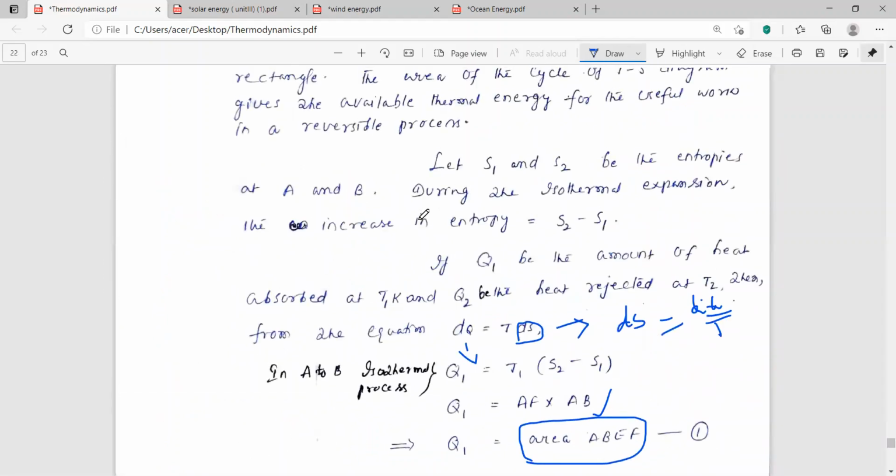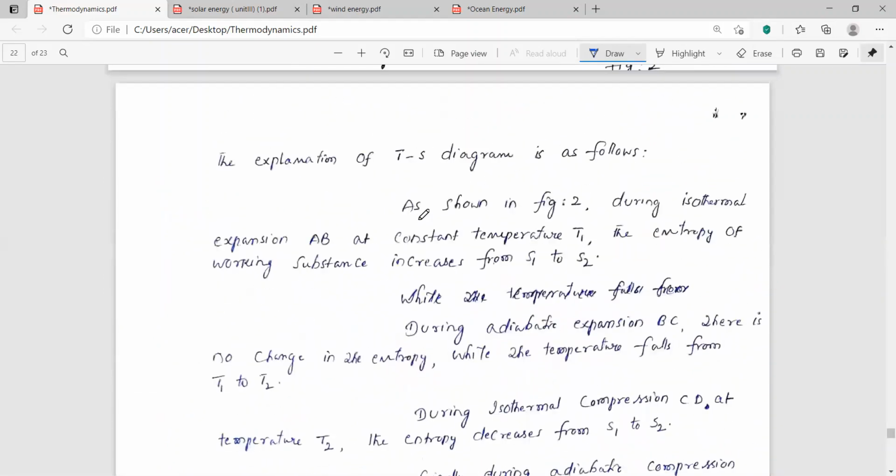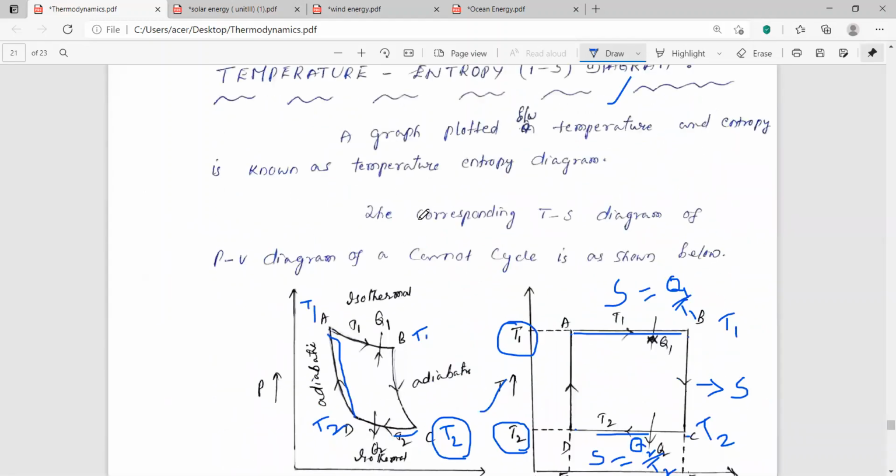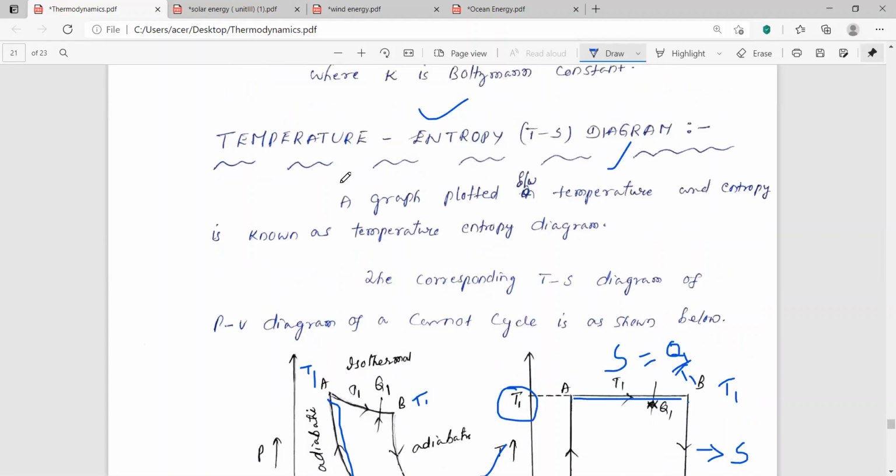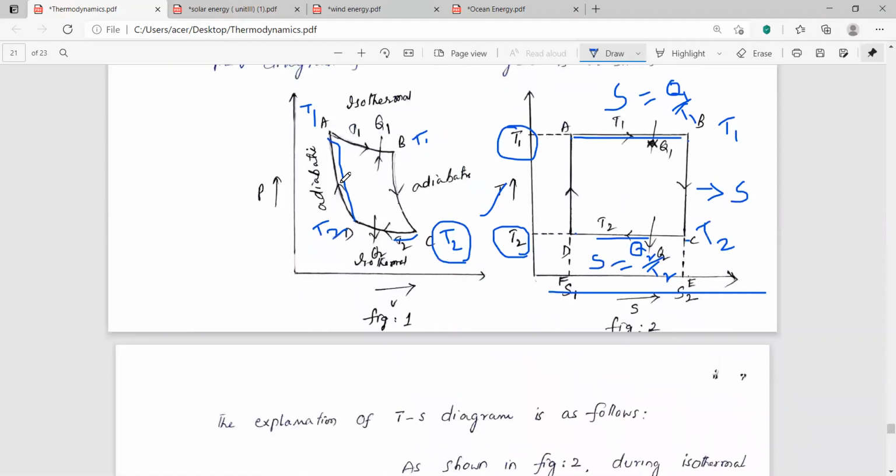Along with the Carnot engine, this TS diagram topic is also very important from an examination point of view. In an examination, they can ask what is a TS diagram and how one can prove from the TS diagram that the efficiency of a Carnot engine is 1 minus T2 by T1. So you should read these two questions very thoroughly. With this, the entire chapter of thermodynamics is over.